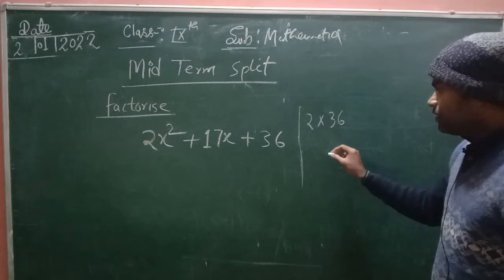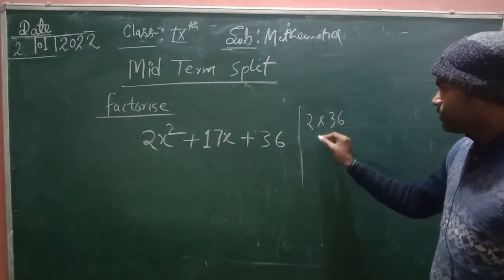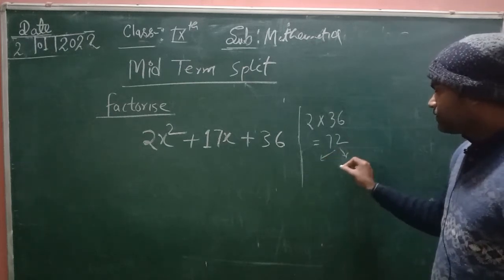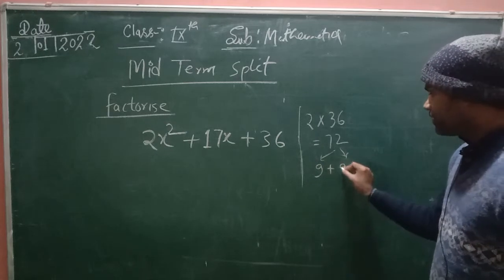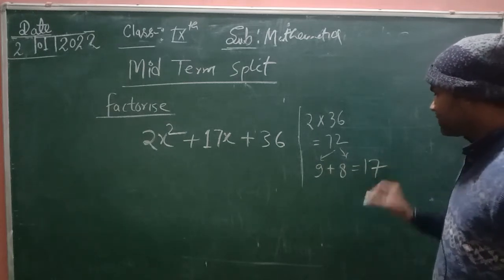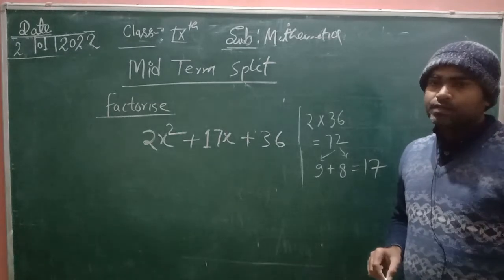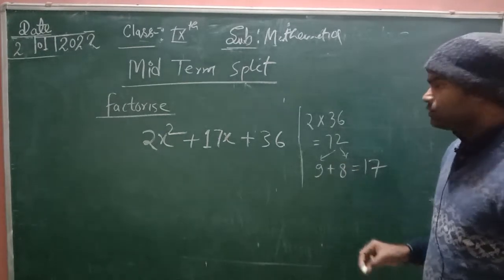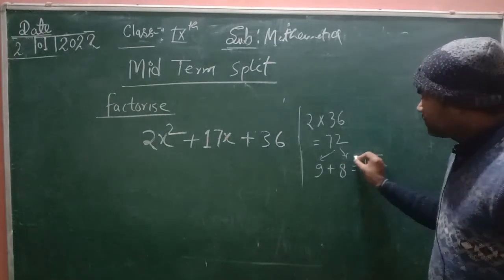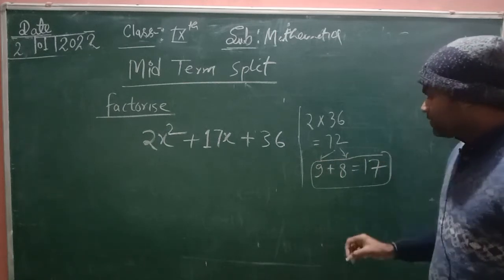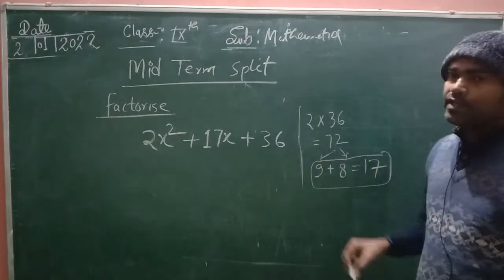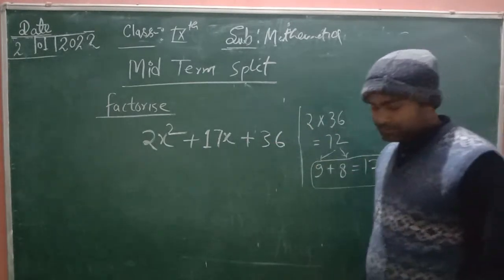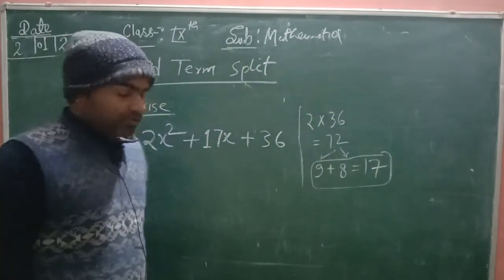So 36 into 2 is 72, and 72 has the factors 9 and 8, their sum is 17. You can get it by trying some more combinations, but finally you will get that 9 plus 8 is 17, and both are factors of 72, and their summation is 17.